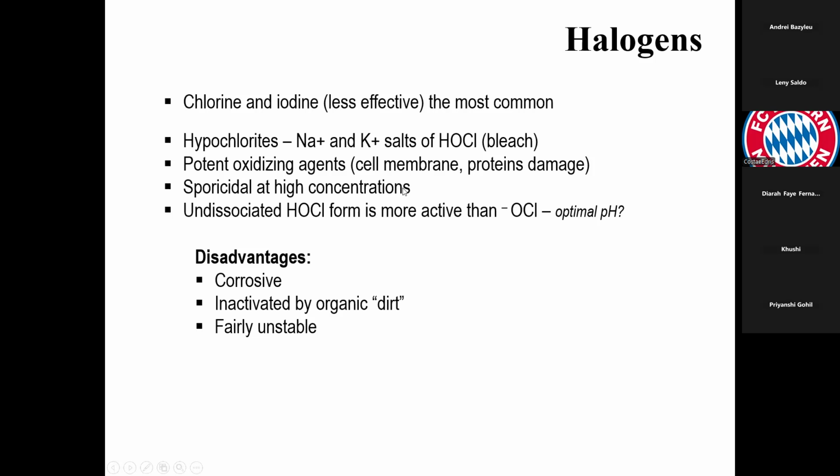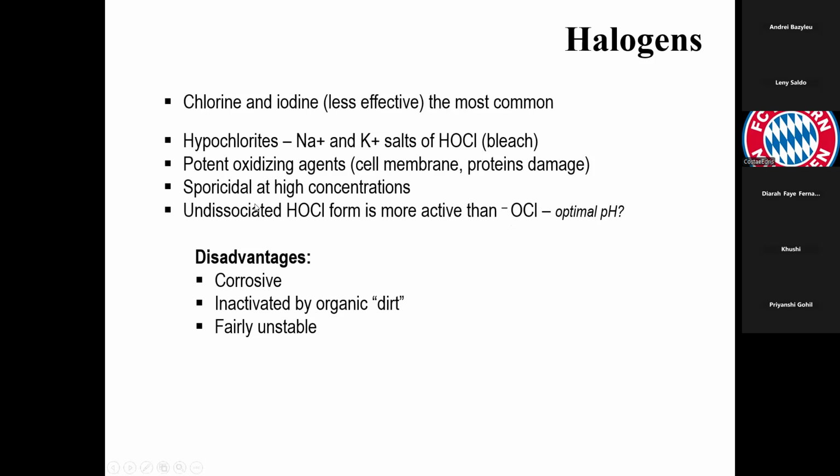Sporicidal at higher concentrations, so they are dependent on concentration a little bit, but they can be sporicidal. Undissociated HOCl form is more active than dissociated form. So this anion, OCl-, right, is the anion of HOCl. This is just me going back to that pH discussion we had 2 weeks ago. So if the undissociated form is more active, what kind of pH must you use? Considering it's a weak acid, you have to shift the balance from the dissociated form back to the undissociated form, right? So what kind of pH are you using? Low pH, right? Acidic pH.